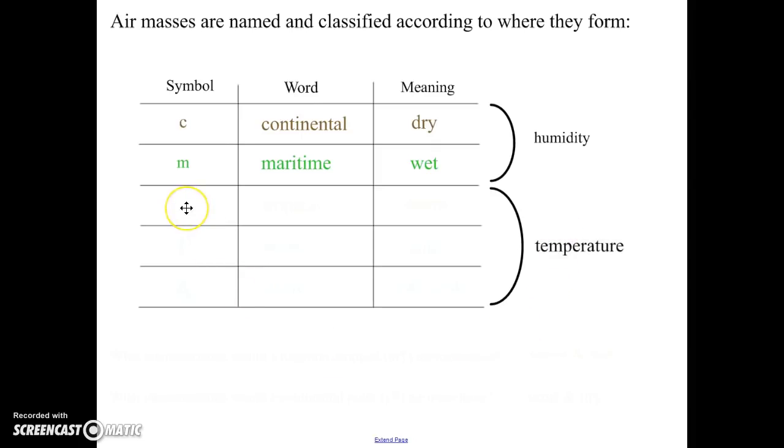Now the other part of the name is going to be based on the temperature of the air mass. So there are three temperatures that we refer to with air masses. Capital T stands for tropical. So this is going to be a warm air mass that was stationary over a tropical region.